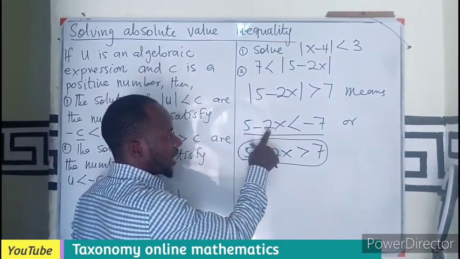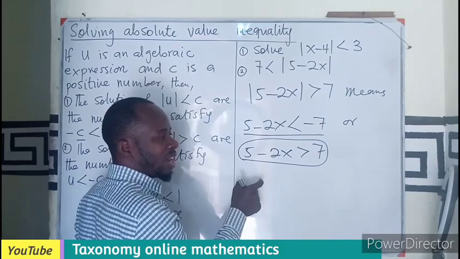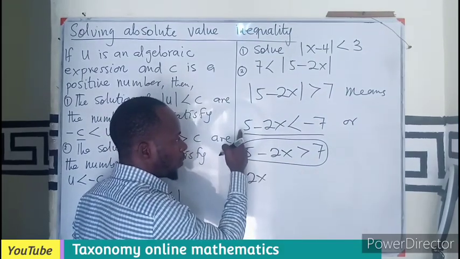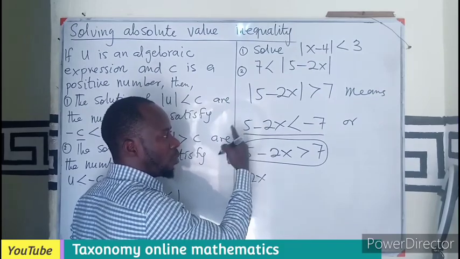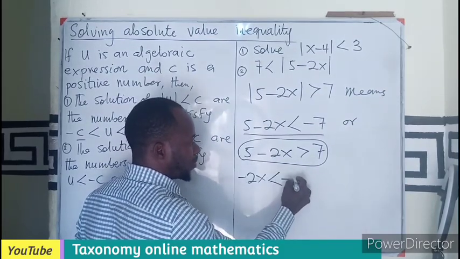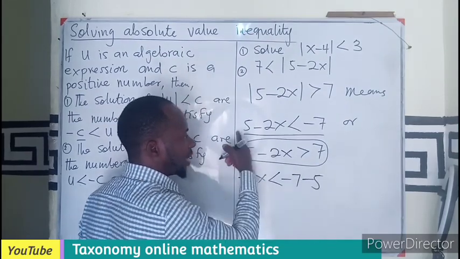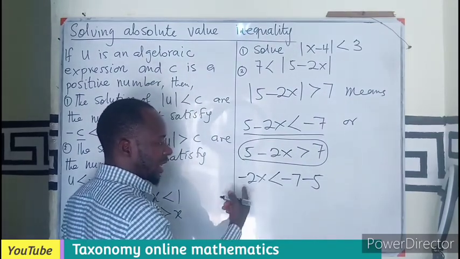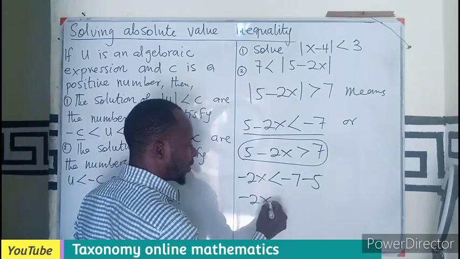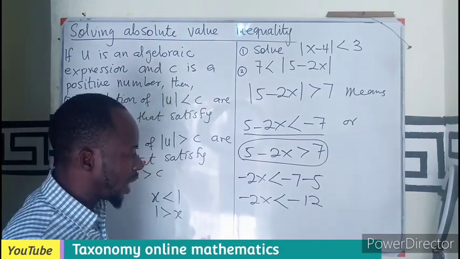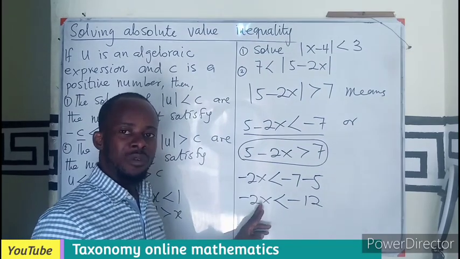I need the x to be on the left, the constant to go. So minus 2x, I'm going to subtract 5 from both sides. It will be less than minus 7 minus 5. Subtracting 5 from both sides will give you minus 2x less than minus 12. But I believe we are looking for the value of x.